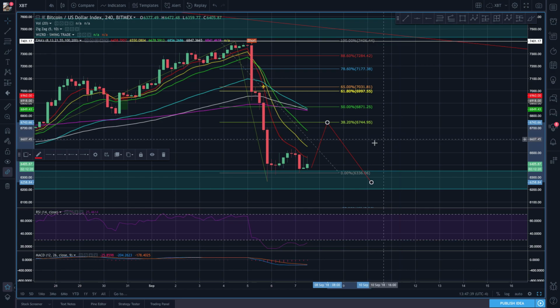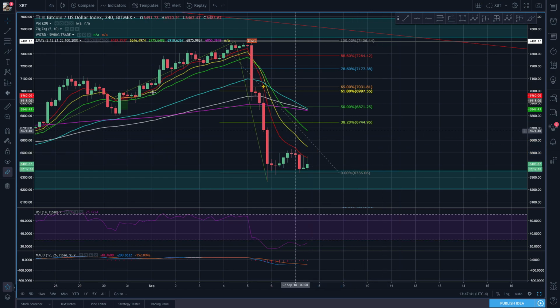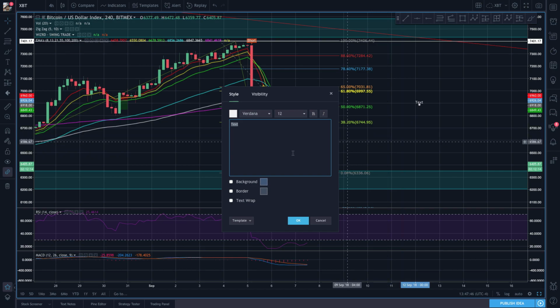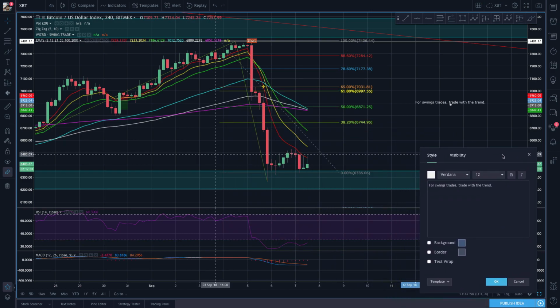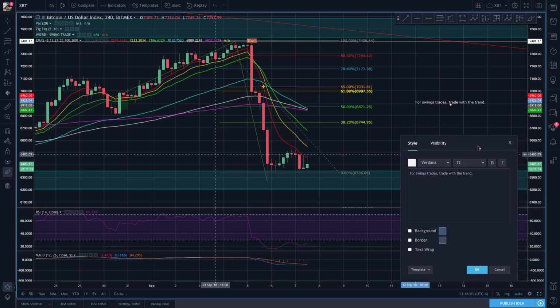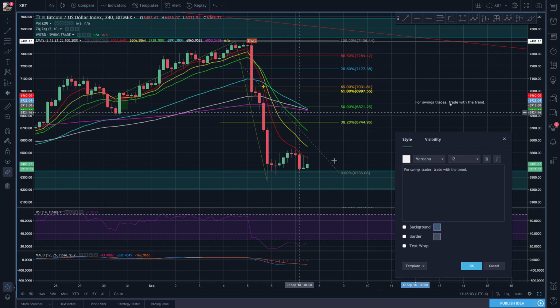Okay, so here's something now. For swing trades, trade with the trend. Always trade with the trend, right? When you're doing swing trades. So right now, the trend is negative. It's down, right? It's in a downtrend.